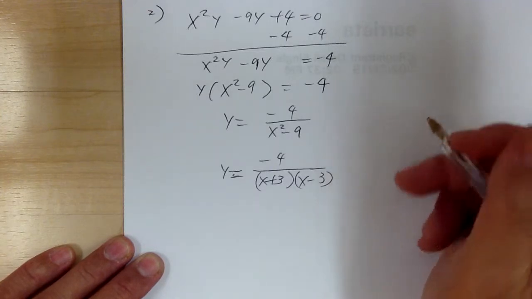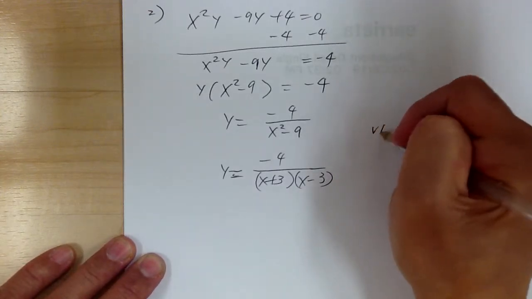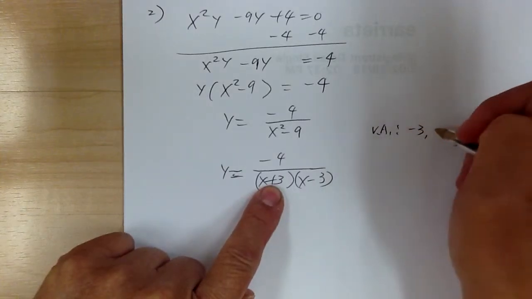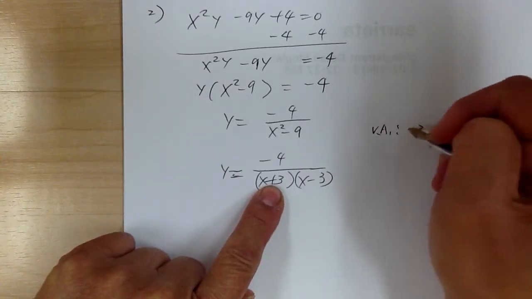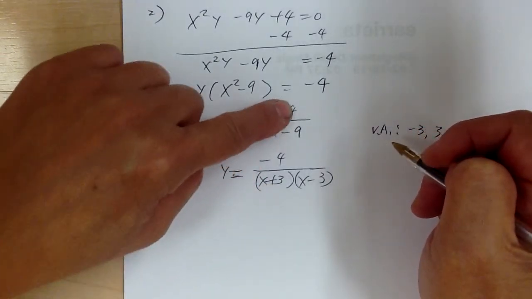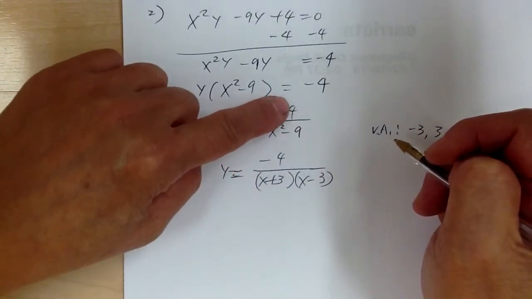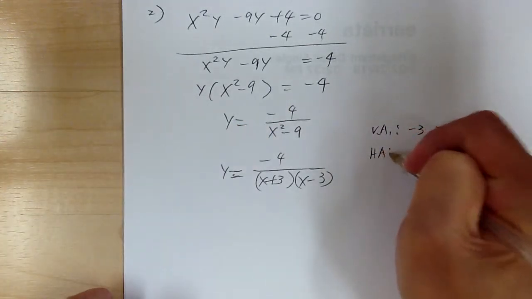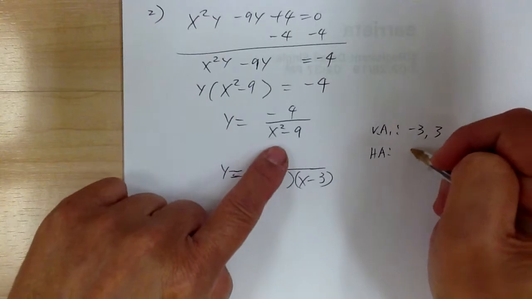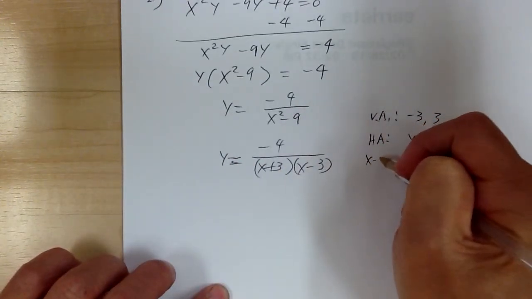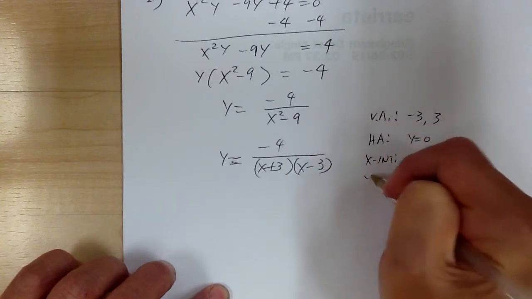And from here, you go and get your vertical asymptote. So vertical asymptote would be -3 and 3. And from here, the top is 0 degrees, so it's lower than the bottom. So you're going to have horizontal asymptote at y equal to 0. And you have the x-intercept, and you have the y-intercept.